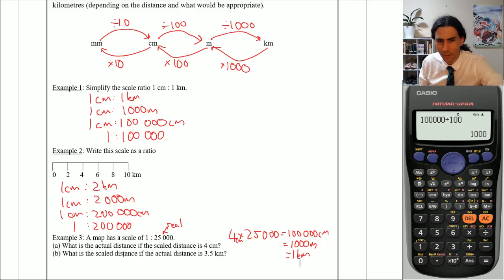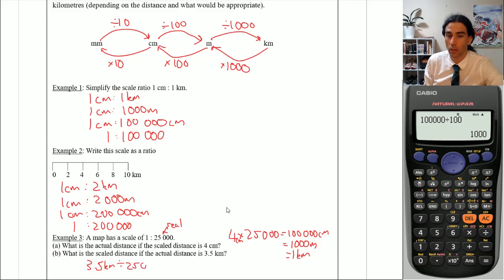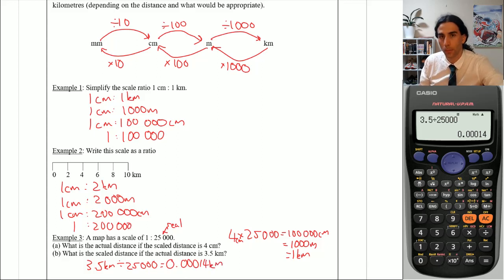Okay. What is the scale distance if the actual distance is 3.5 kilometers? Well, this time instead of timesing, we go back the other way, we divide like we did yesterday. So we take the 3.5 kilometers and divide it by 25,000 because it's 25,000 times more. This I will do in a calculator because 3.5 over 25, I don't think we're going to get a nice number. It's not that bad a number. 0.000014 kilometers. But that's not very useful.